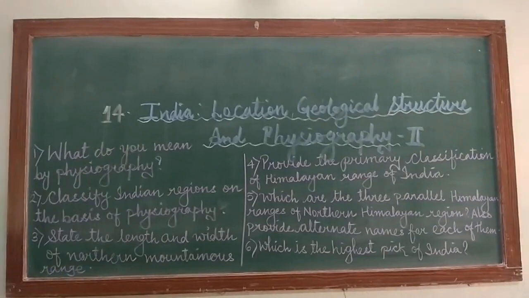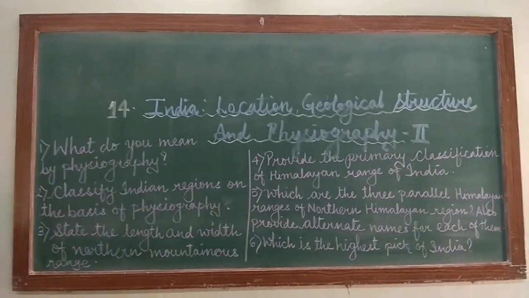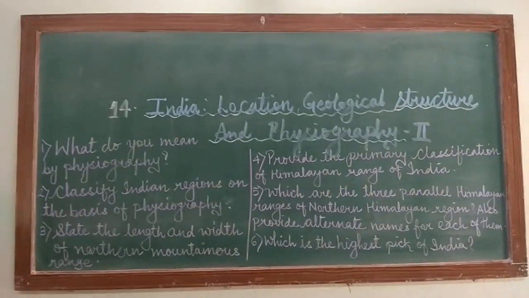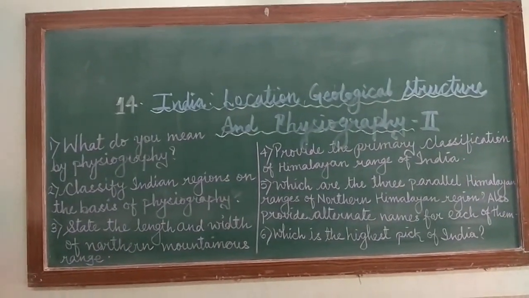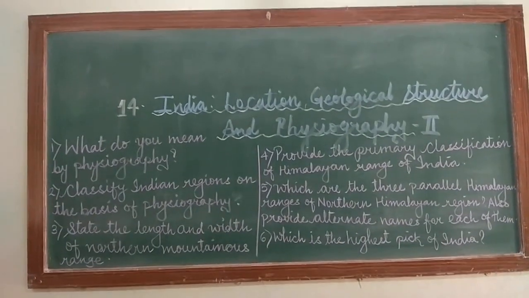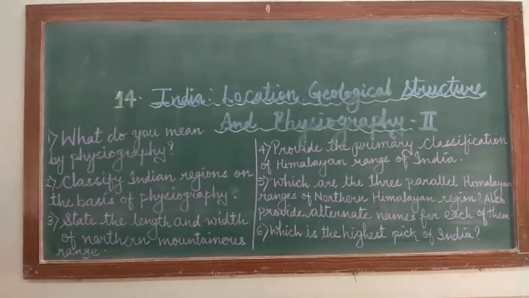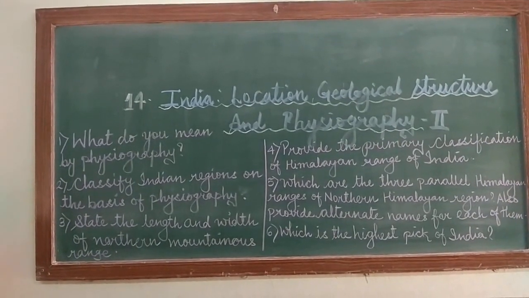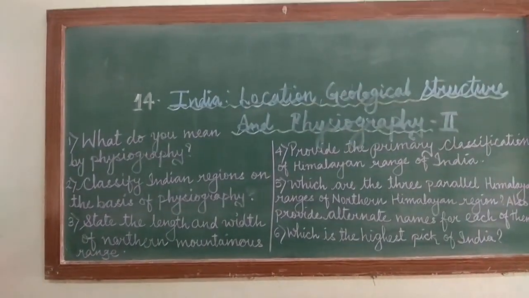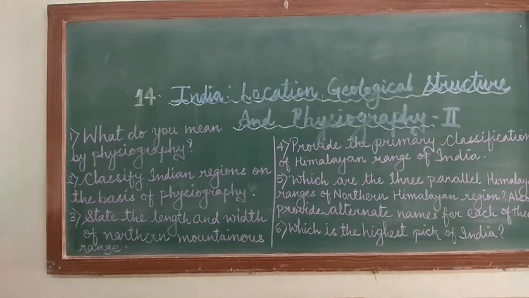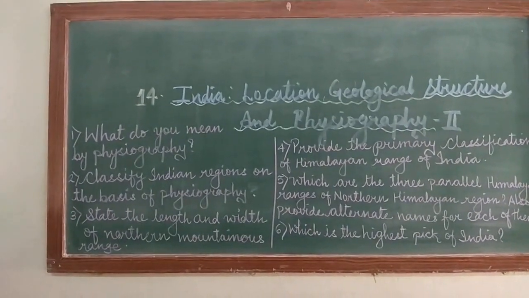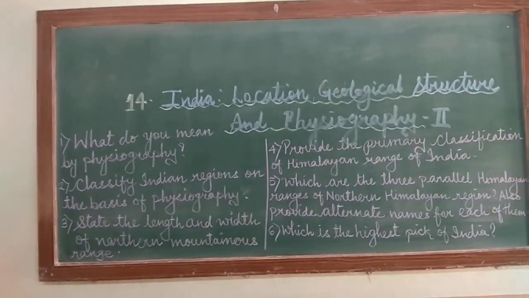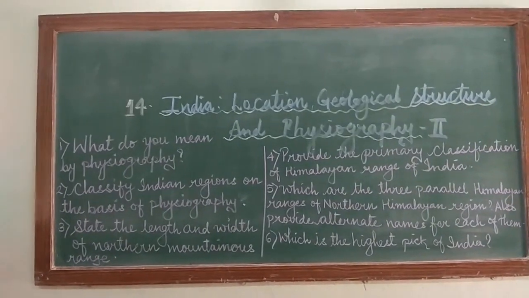Now have a look at the board, students. India location, geological structure and physiography, part 2. I have given you almost 6 questions, from what I just taught you. What do you mean by physiography? Classify the Indian region on the basis of physiography, and so on. There are 6 questions, and the last question is which is the highest peak of India. Students, you can also write how much is the height, how many meters it is. So please write these question answers.